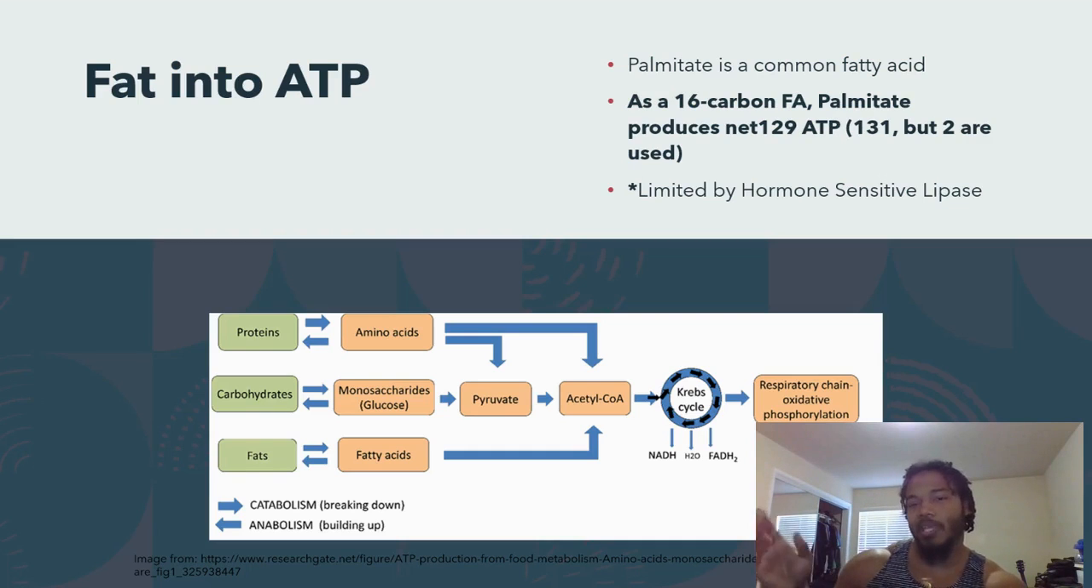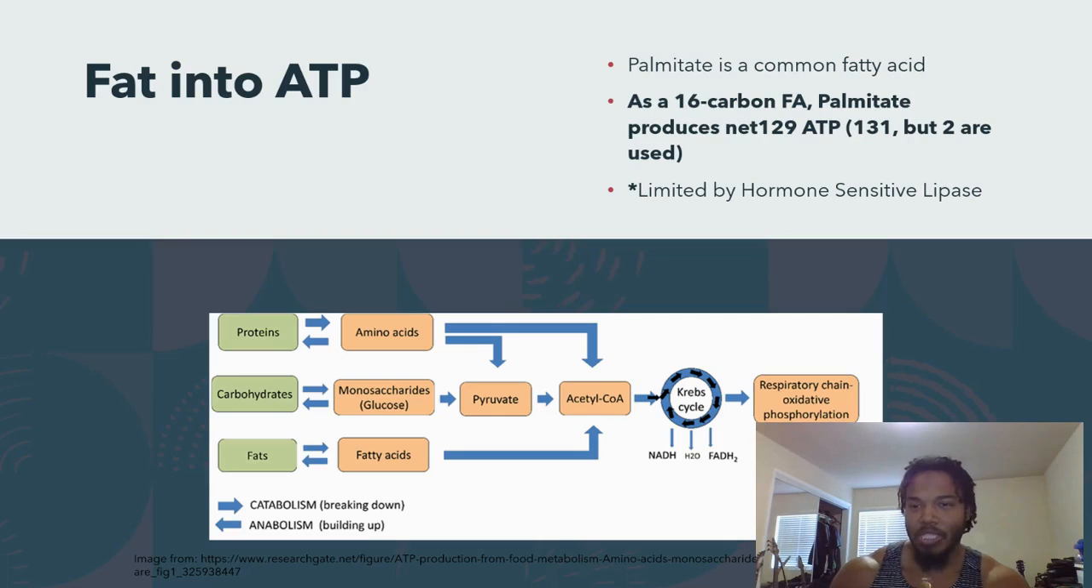It goes into the Krebs cycle, produces more NADH and FADH. Water is left off from there. Then it goes into the respiratory chain, oxidative phosphorylation. That's another term. It's a section of the electron transport chain, or another name for it.